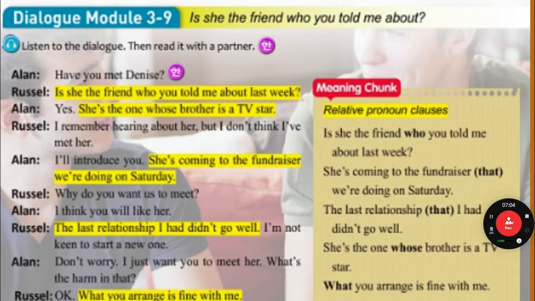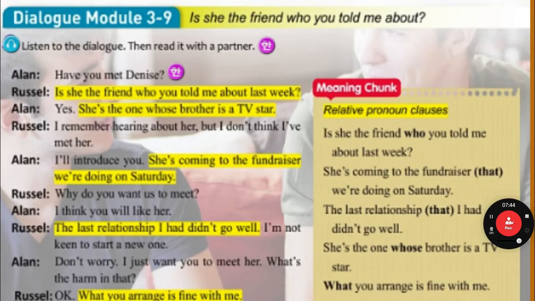Okay, listen one more time. Have you met Denise? Is she the friend who you told me about last week? Yes, she's the one whose brother is a TV star. I remember hearing about her, but I don't think I've met her. I'll introduce you. She's coming to the fundraiser we're doing on Saturday. Why do you want us to meet? I think you will like her. The last relationship I had didn't go well. I'm not too keen to start a new one. Don't worry. I just want you to meet her. What's the harm in that? Okay. Well, what you arrange is fine with me.